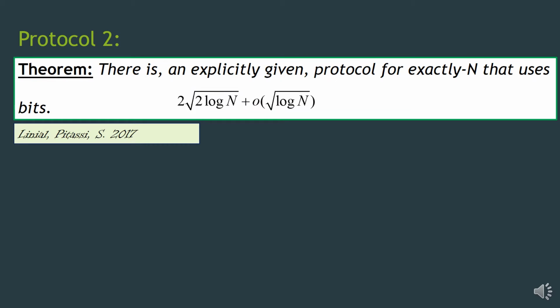The second protocol from 2017 is an explicit protocol. We found it by examining the proof of Chandra, Furst, and Lipton, and also going into the Behrend constructions and the details and trying to understand what kind of information is really needed to be revealed in order to determine whether x plus y plus z is equal to n.